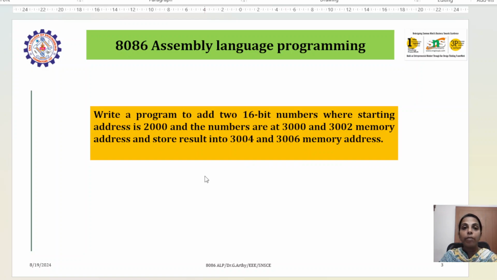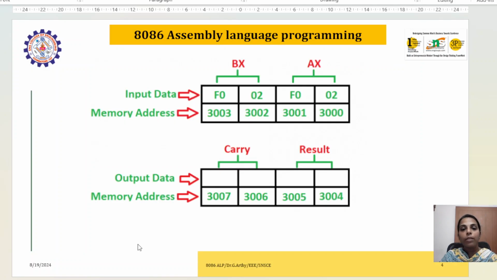The address where the data inputs have to be given was mentioned, and from where I can retrieve the data was also mentioned. Now I have to write the program. We know all the instructions of 8086, and we are going to write a simple program. First, let us see the input data that I am going to give.